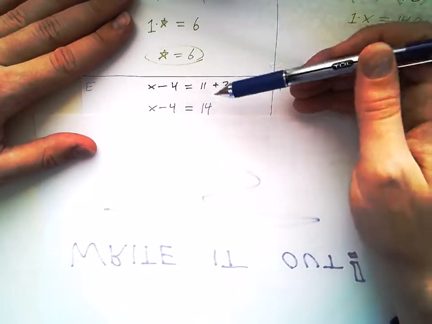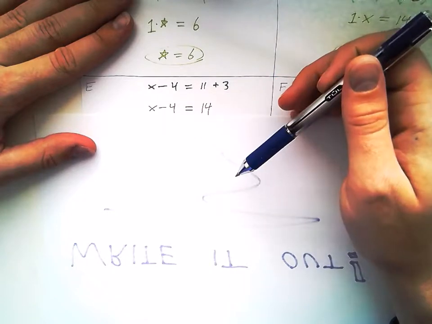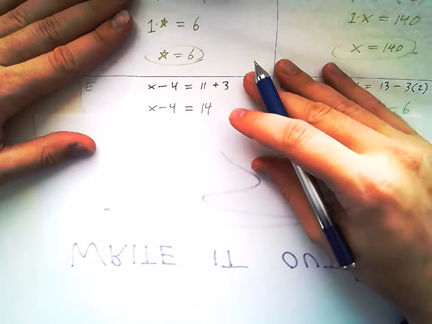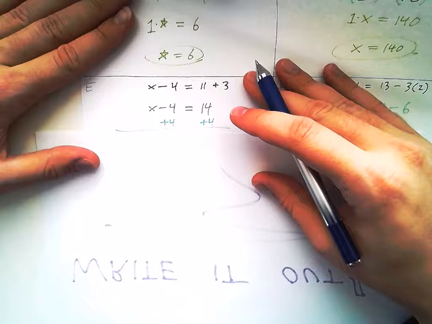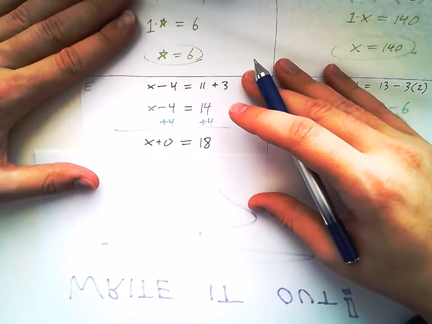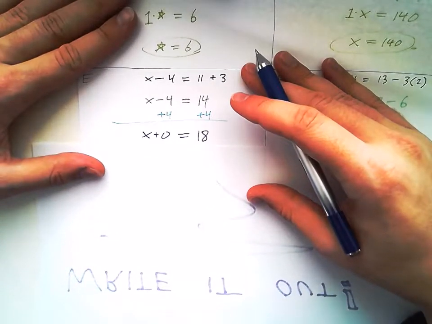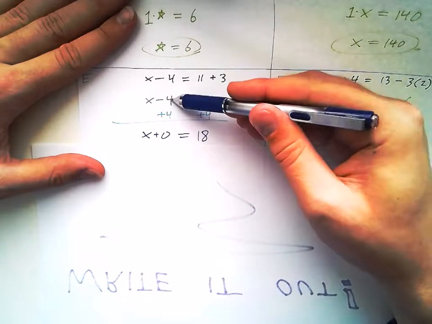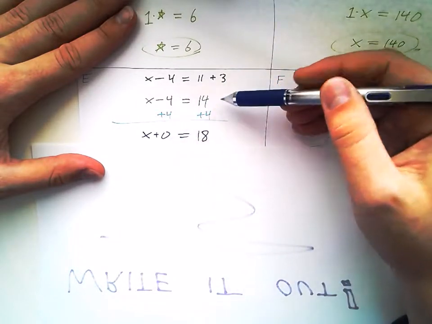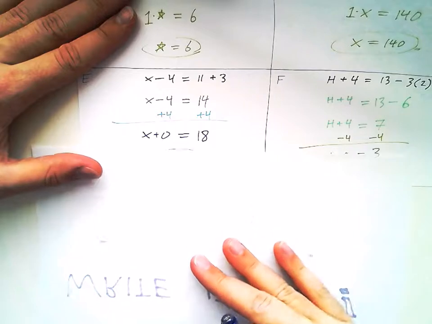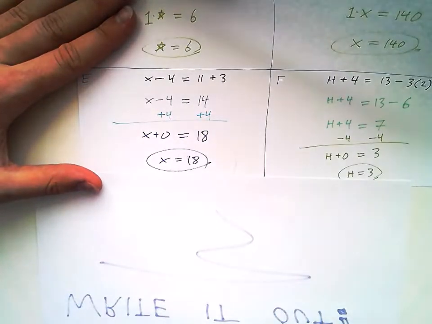Now I can say, let's add 4 to both sides and get x all by itself and see what x equals. So add 4: x plus 0 equals 18. Negative 4 plus 4 is 0. 14 plus 4 is 18. So we got x equals 18.